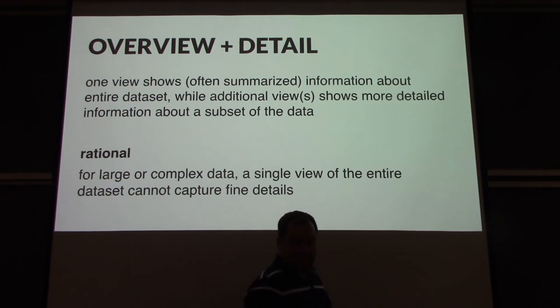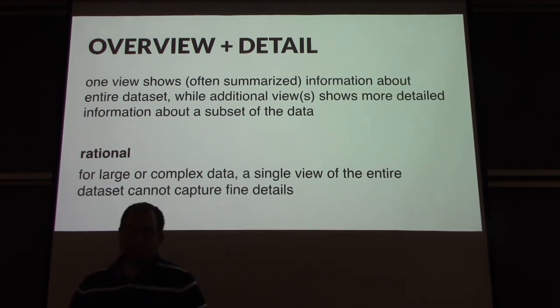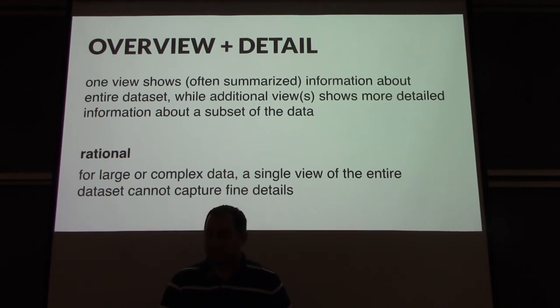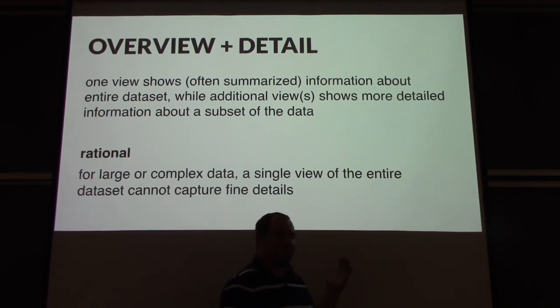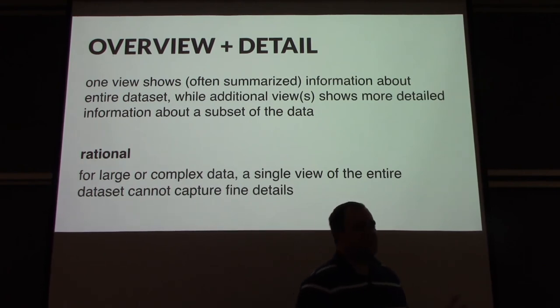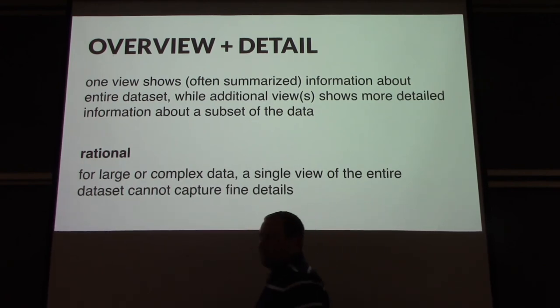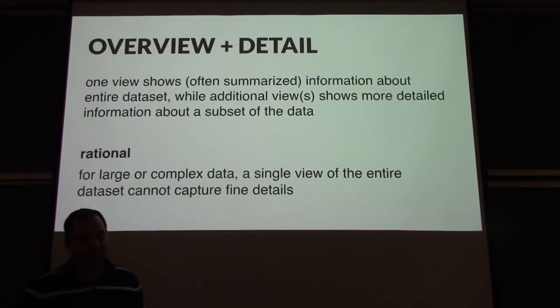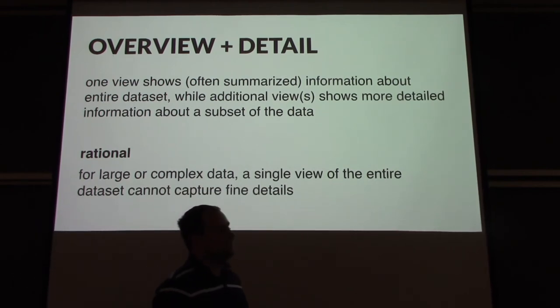So this principle, overview and detail, is one of the key things when we use multiple linked views. We show one view, which shows often a summary of the information about the entire data set, while additional views show more detailed information about a subset of the data, which is essentially user-driven. This follows this principle that we talked about by Shneiderman: overview first, zoom and filter, details on demand. And the rationale here is that for a large or complex data set, a single view of the entire data set can usually not capture fine details.